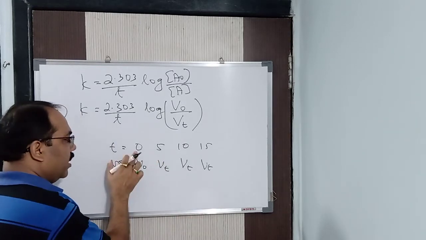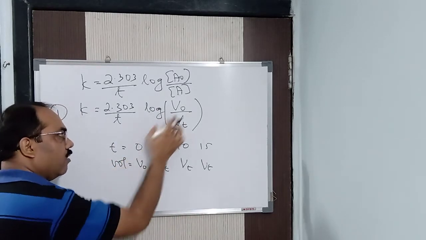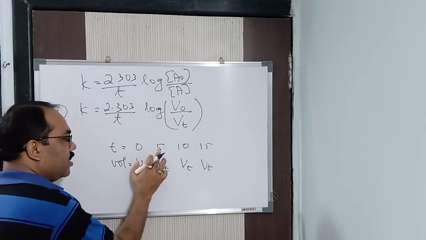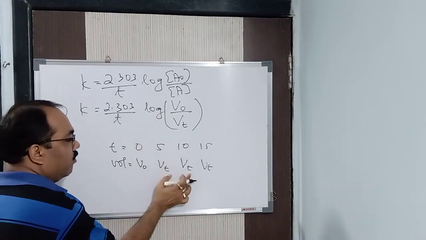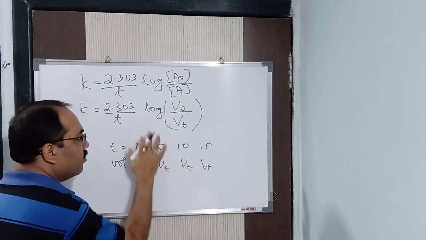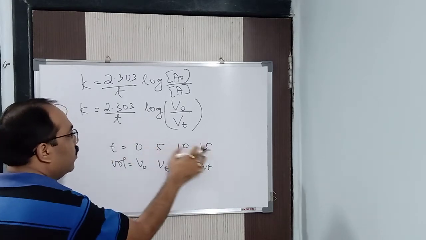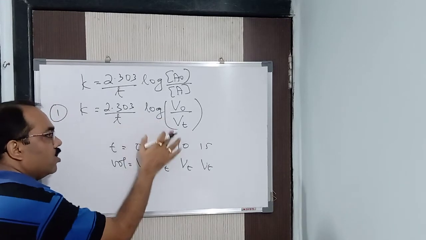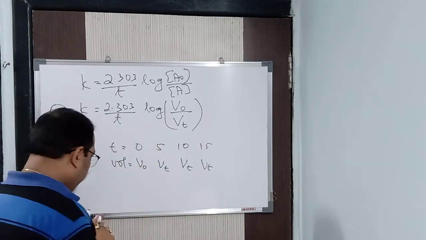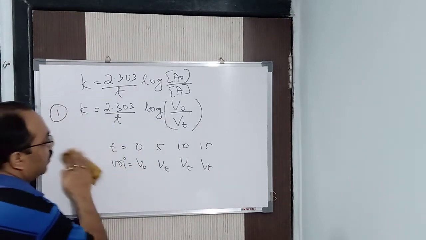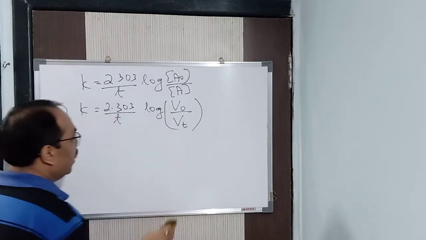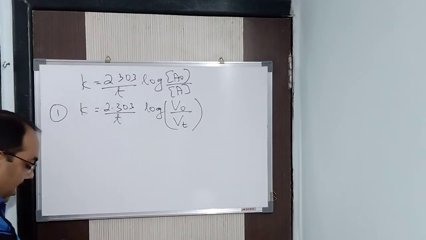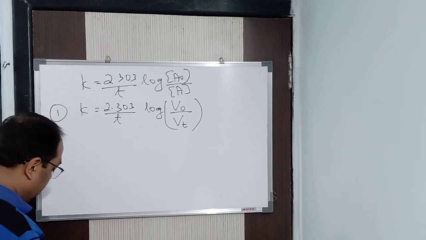Clear? Understood? When the time is 0, the volume is V0, initial. Then when the time is 5, what is that? When the time is 10, when the time is 15, what is that? That is Vt. In this way, accordingly you will put the time, whatever is given in the question. I have just given an example to you. Whatever is given in the question, you will put it and find it out. Fine. This is one case, a particular case when the initial volume and the volume at a particular time t are given to you.